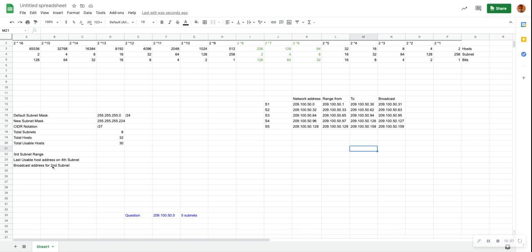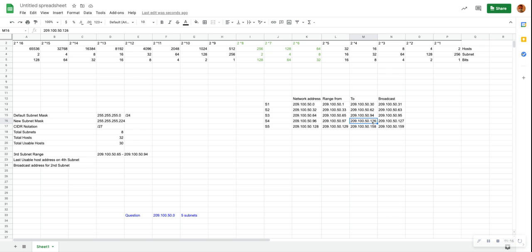So these final questions here are asking what's the third subnet range. The third subnet range of usable hosts is here, 65 to 94. So if we put that in there and answer the question, 94. Now the next one is asking what's the last usable host on the 4th subnet. So the last usable host is this .126.